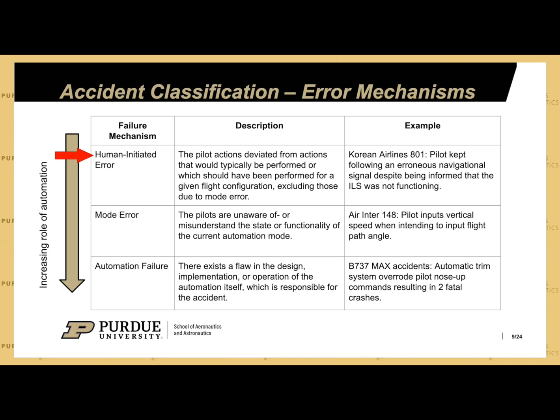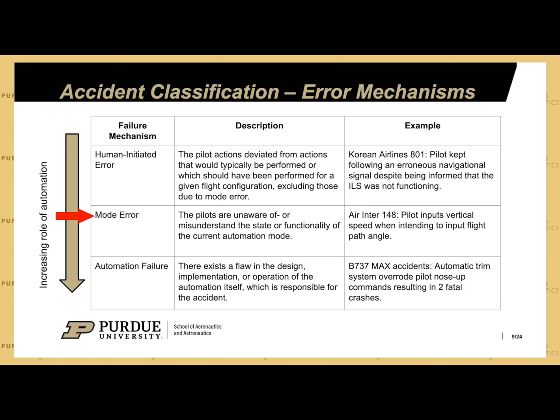The second mechanism, mode error, is a specific kind of human error that involves a lack of awareness of the current state of automation or the functionality in its current mode. In other words, the pilot believes that the current state of automation is something that it is not, and may attempt to perform an action not available in the current flight mode.